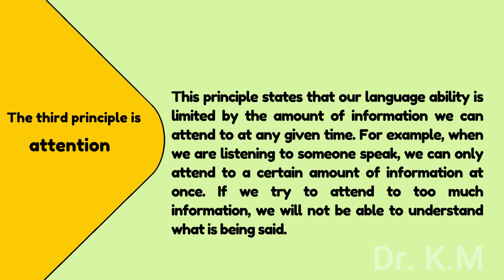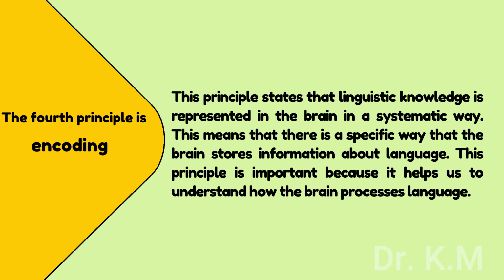The third principle is attention. This principle states that our language ability is limited by the amount of information we can attend to at any given time. For example, when we are listening to someone speak, we can only attend to a certain amount of information at once. If we try to attend to too much information, we will not be able to understand what is being said. The fourth principle is encoding. This principle states that linguistic knowledge is represented in the brain in a systematic way. This means that there is a specific way that the brain stores information about language.